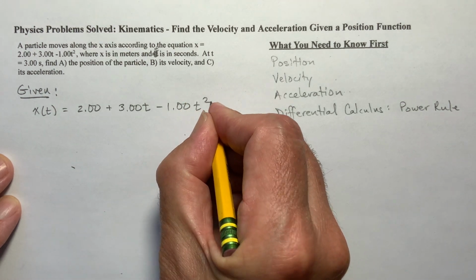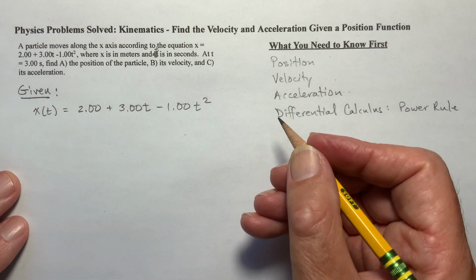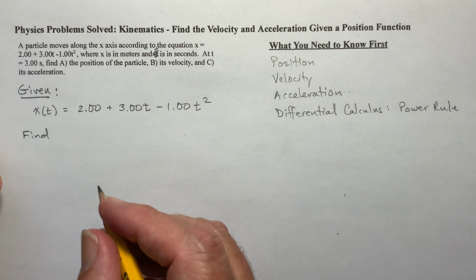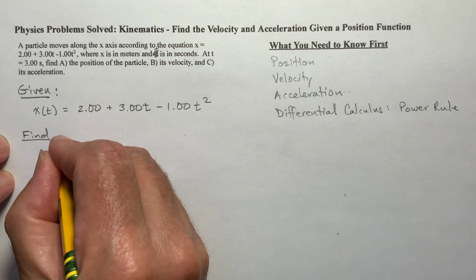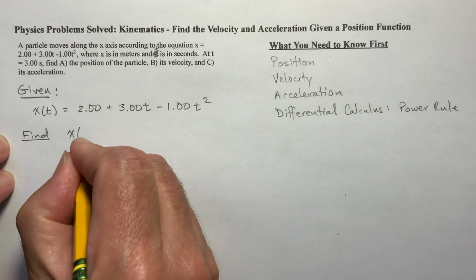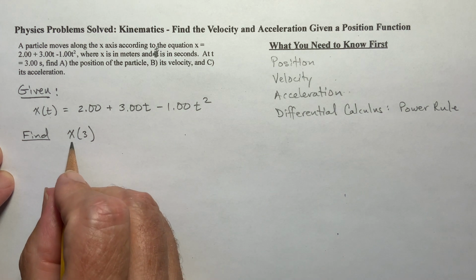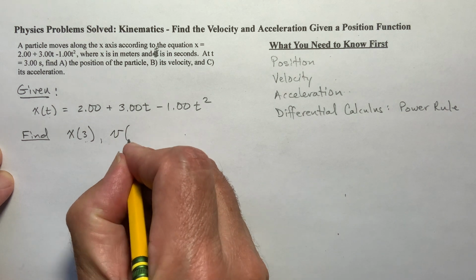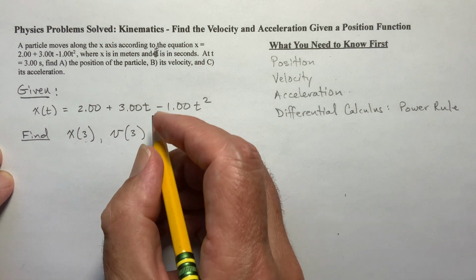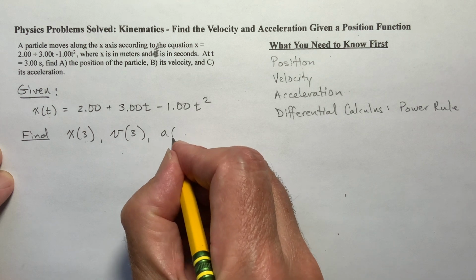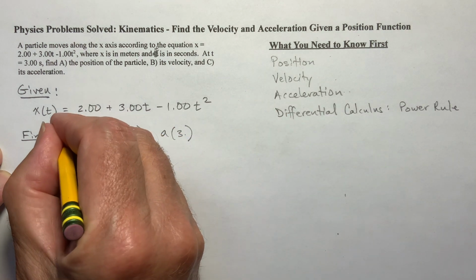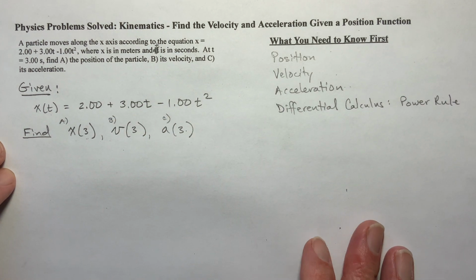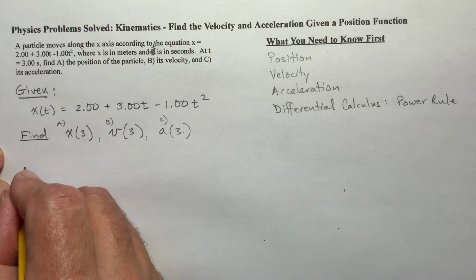Okay, so this is my position function. And what are we trying to find? We want to know what is the position when t equals 3 seconds. So I put x, that's position at 3 seconds. We want to know what the velocity is at 3 seconds, and what the acceleration is at 3 seconds. This is part A, this is part B, and this is part C. And let's solve it.